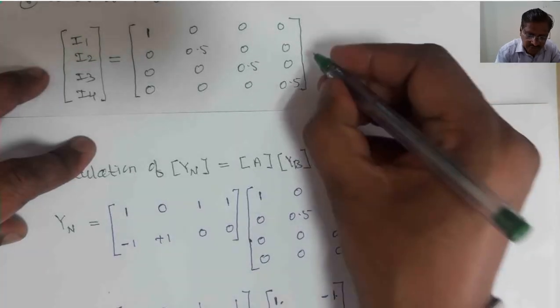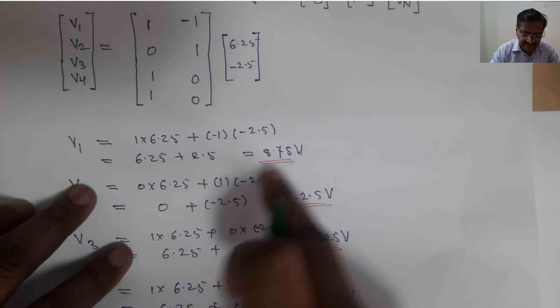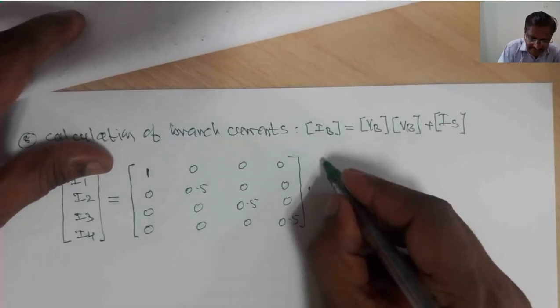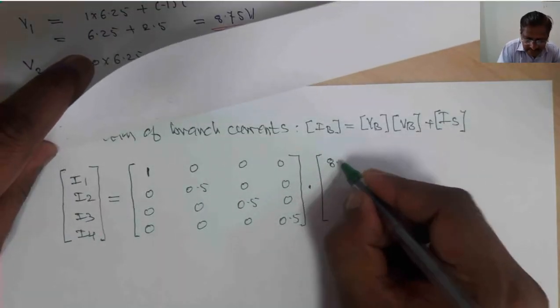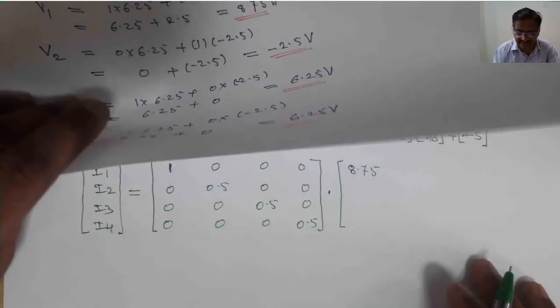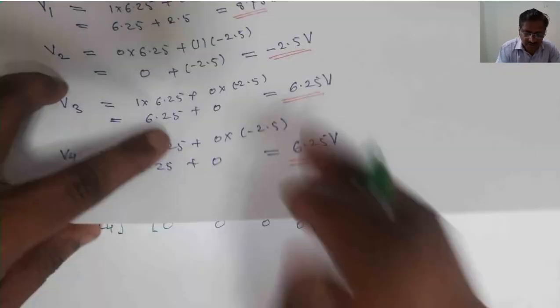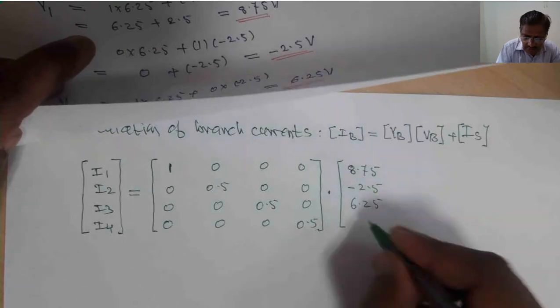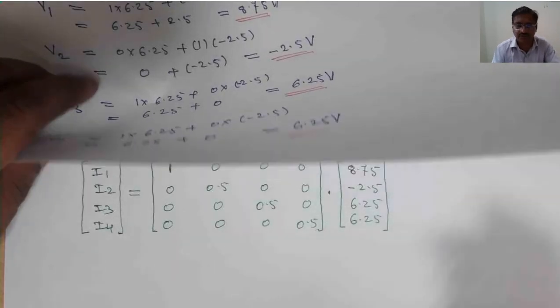This is YB into VB. VB is the branch voltages. We have just calculated the branch voltages, so I will note them down. Look here, these are the branch voltages. What is V1? V1, the first voltage, is 8.75. The second voltage is minus 2.5. The third voltage is 6.25. And the voltage across the fourth branch is again 6.25.